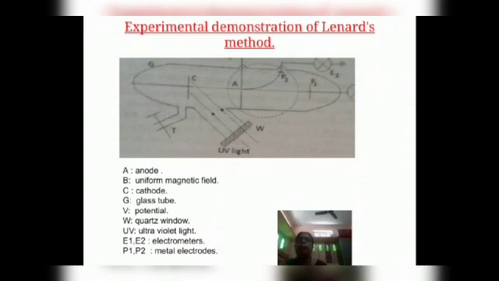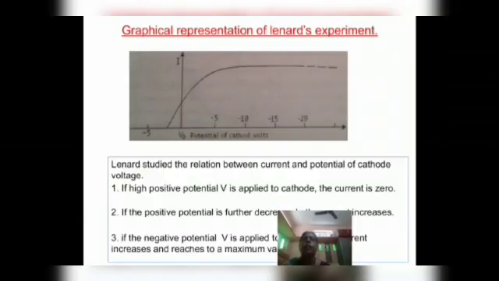Due to the magnetic field, which is perpendicular to the electric field, the photoelectrons, after traveling through the hole of the anode, go in a curved path towards P2, and this part A to P2 is nothing but an arc of a certain circle. Therefore, having studied this experiment, we now show the graphical representation of Lenard's experiment.